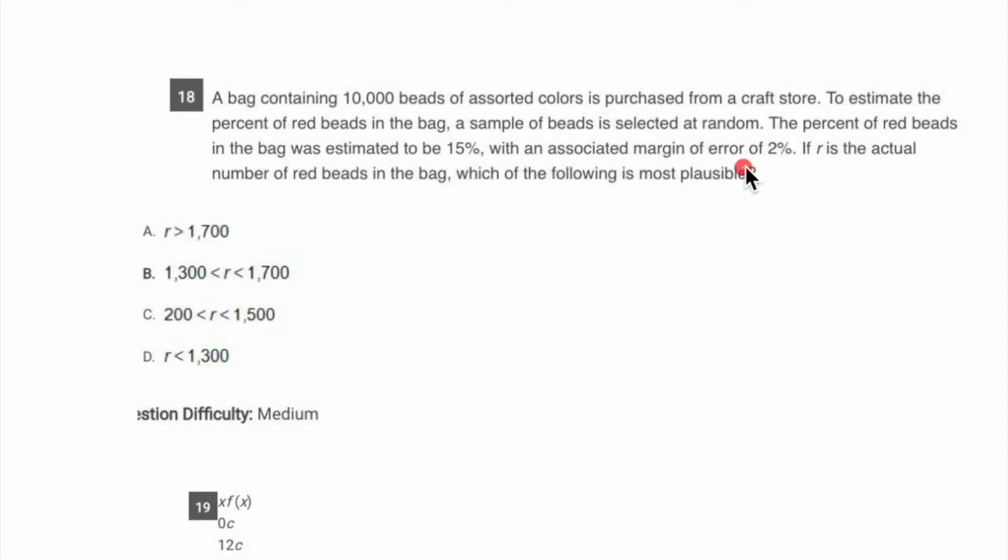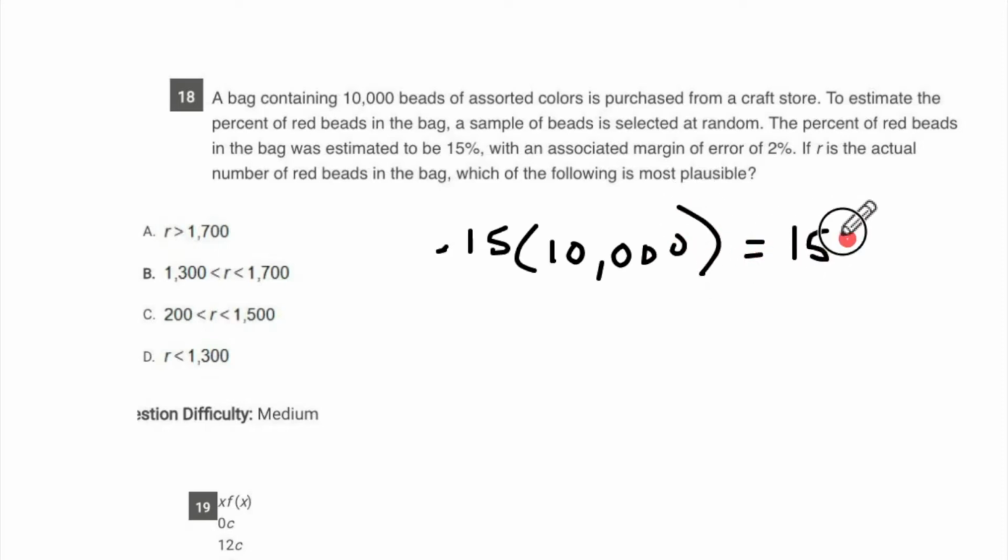So the first thing I did was, it said that the number of red beads was estimated to be 15%. So I just found out 15%. So I did 15% of 10,000, which ends up being 1,500. And then I did the margin of error. So I did 2% less, which would be 13% times 10,000.